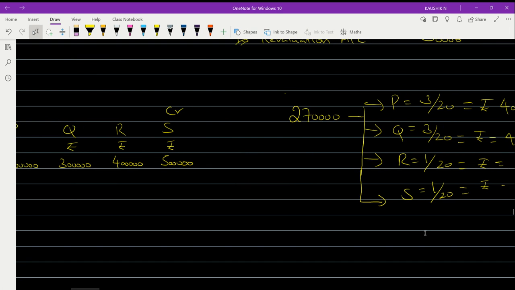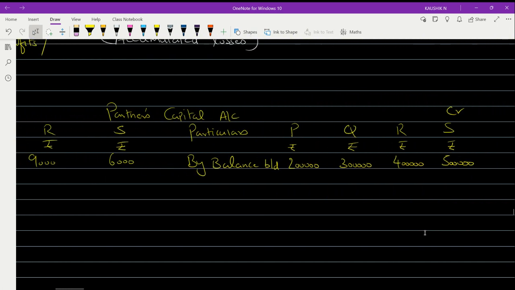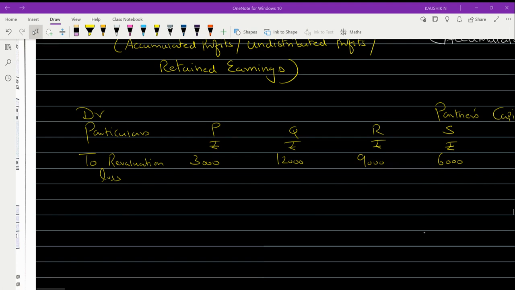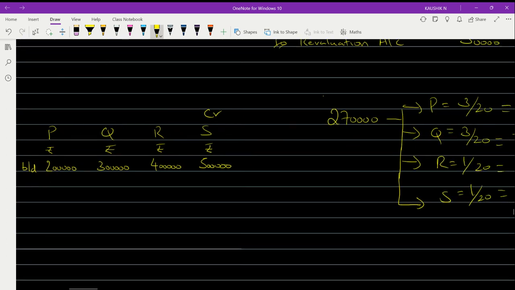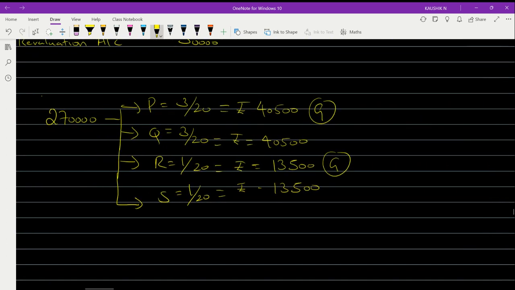So 2Q and 2S, because the entry is in such a way. Okay, you will pass the entry as 2Q's capital and 2S capital, right? But the amount should be in which values? It should be as E and R. So for P, 4500 and 13500.